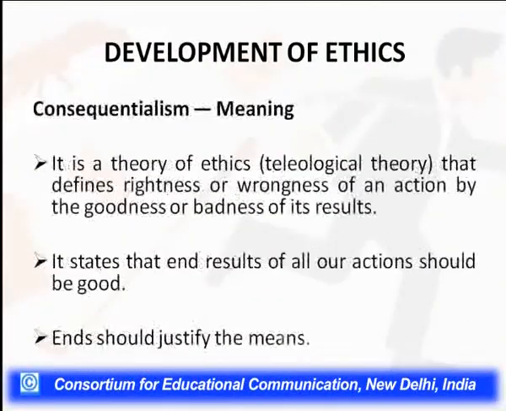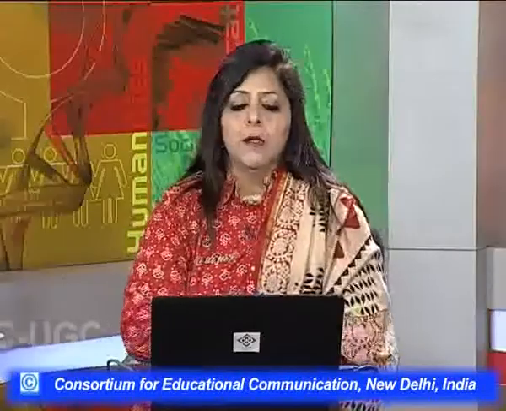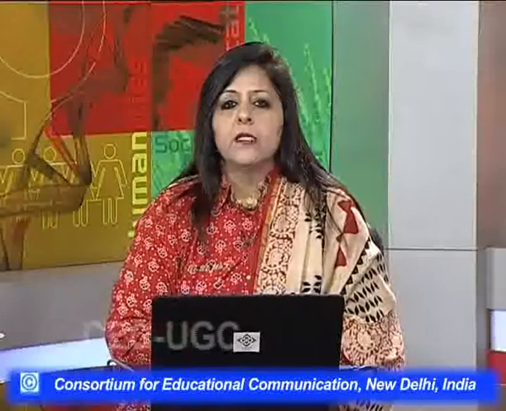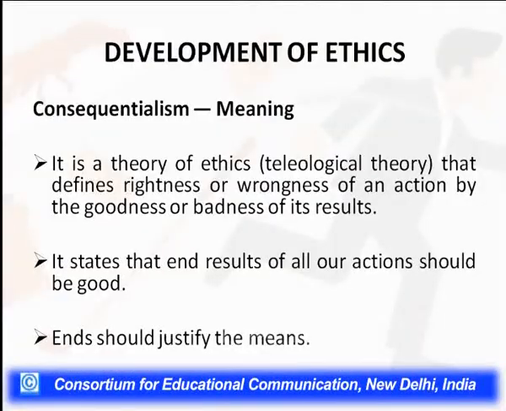So one of the important teleological theories is that of consequentialism. What is the meaning behind it? It is the theory of ethics, or the teleological theory, that defines the rightness or the wrongness of an action by the goodness and the badness of its results. So results here means the consequences. It states that the end result of all actions should be good and ends should justify the means.